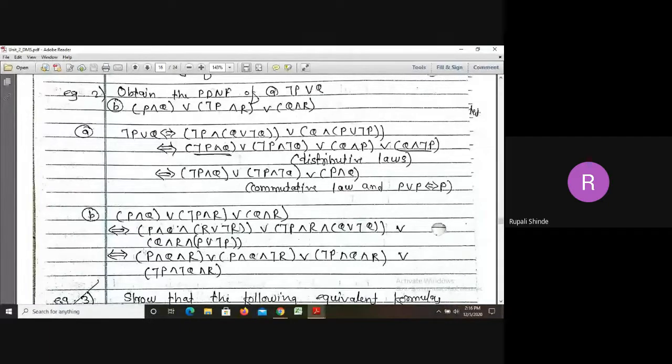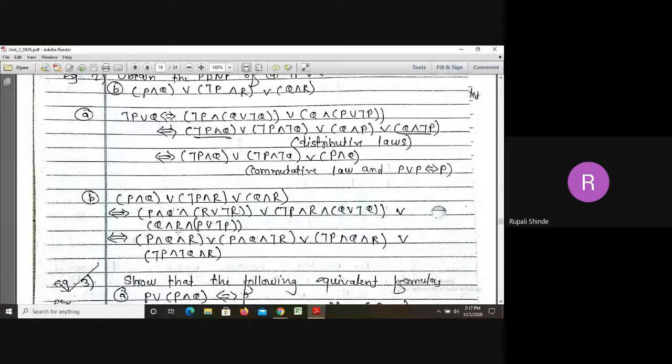So again, we can apply the distributive law here as P and Q and R, this is one bracket, or P and Q and negation R, this is another bracket, or negation P and Q and R, or negation P and negation Q and R. And for the next one, P and Q and R, that term we have already taken. And the next one, or negation P and Q and R.